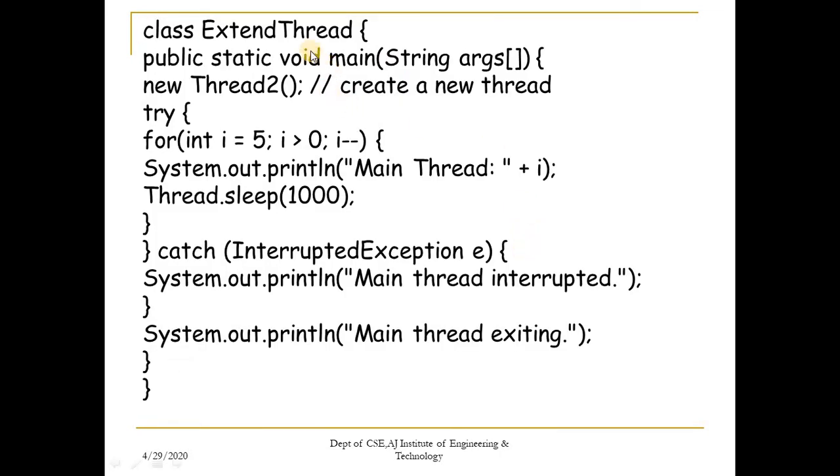See the main method over here, class ExtendThread, public static void main. Here we are creating an object of Thread2, that is, we are making a call to the constructor of Thread2. As we already know, the first thread that begins execution when your program begins is the main thread. So the main thread over here calls the constructor of Thread2.